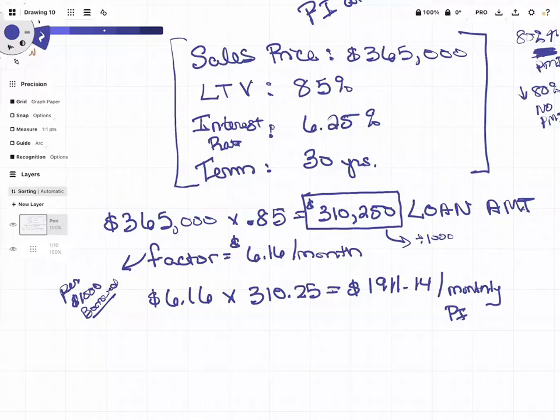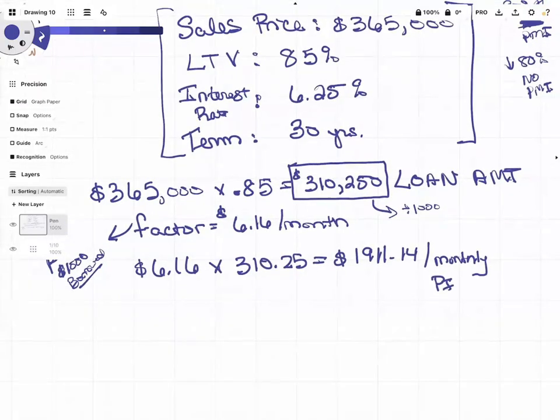Now let's have fun with it. This is the somewhat fun part. That's your monthly P&I that doesn't change, and it's for 30 years. So how many times are you going to pay the 1,911.14 over 30 years? If you pay 12 times a year for 30 years, how many total payments is that? Whoa, hold on. I think I messed up. Where did it go? There it is. Okay.